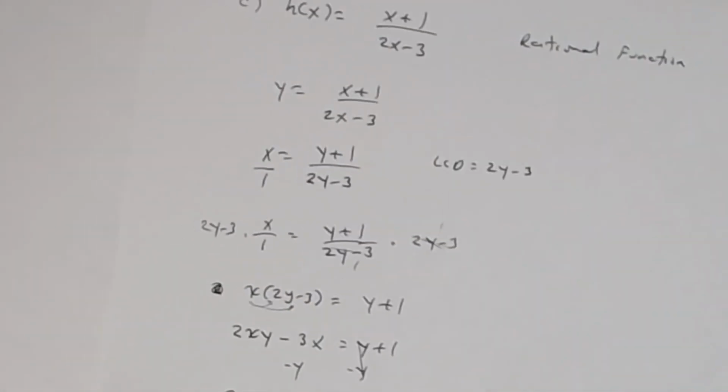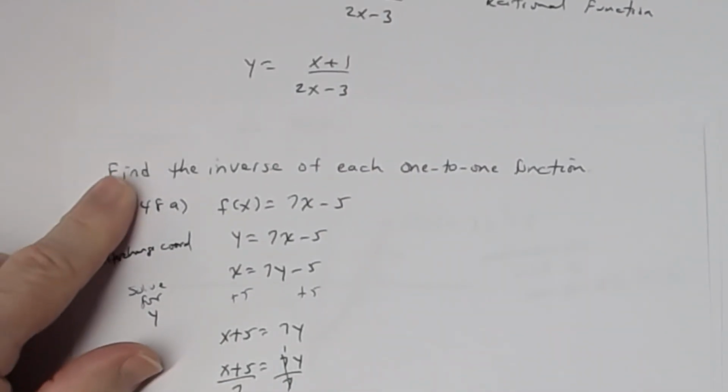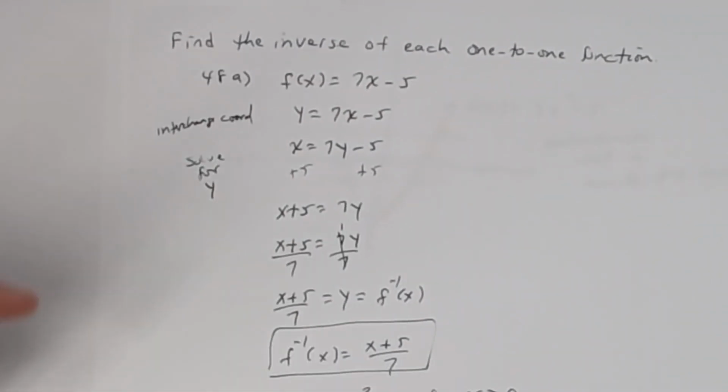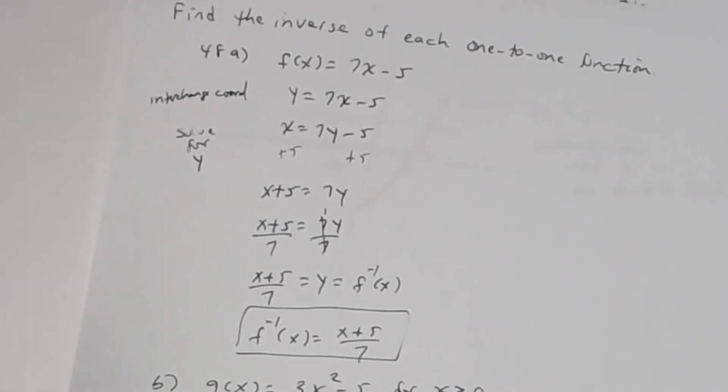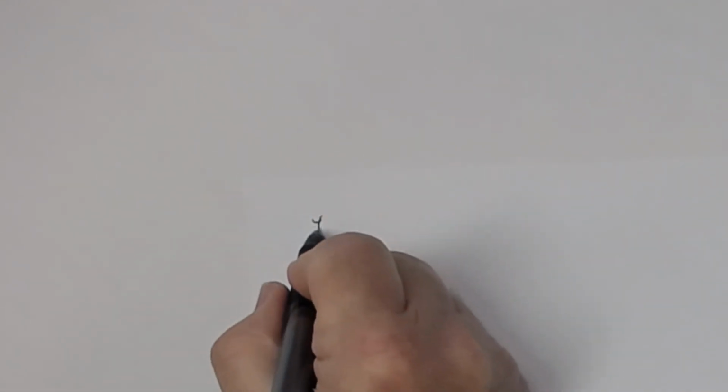All right, so that was that part of the direction. So that part of the directions just asks you to find the inverse of each one-to-one function, and you're going to find it algebraically. All right, so that was number 48. Okay, number 48. All right, now real quickly, number 49, just to look at those problems. So here's number 49.